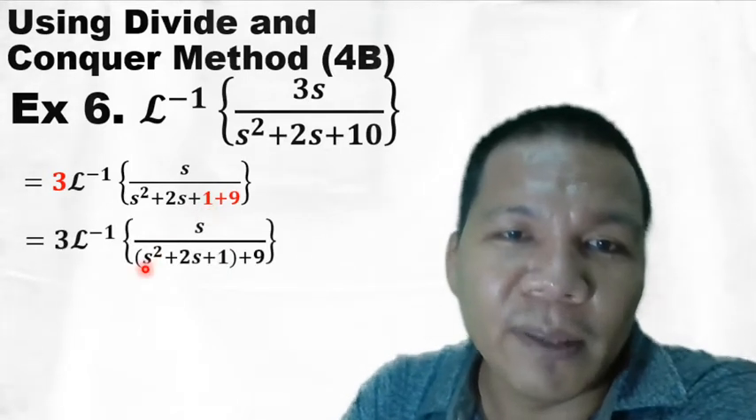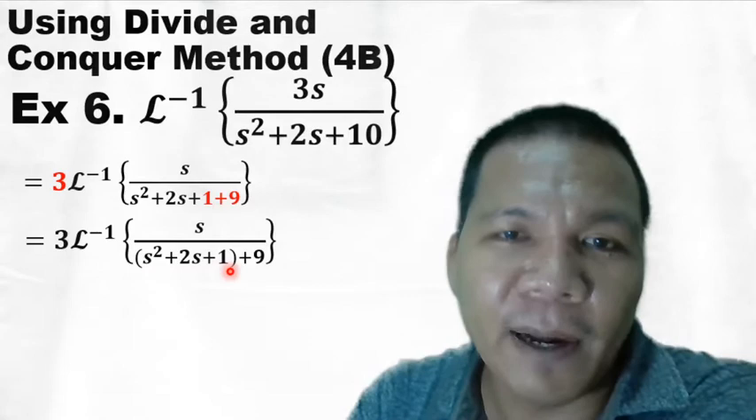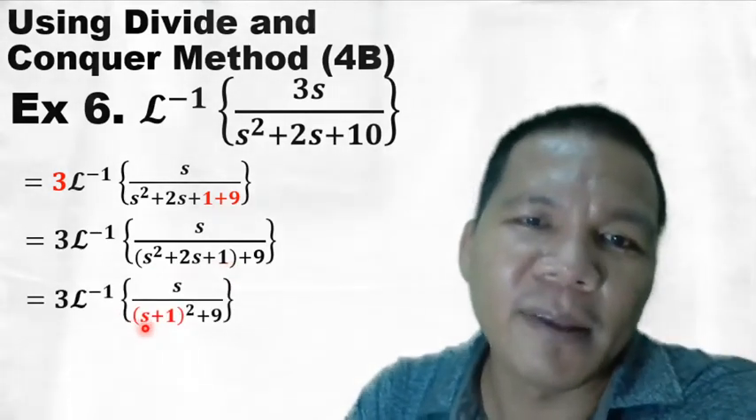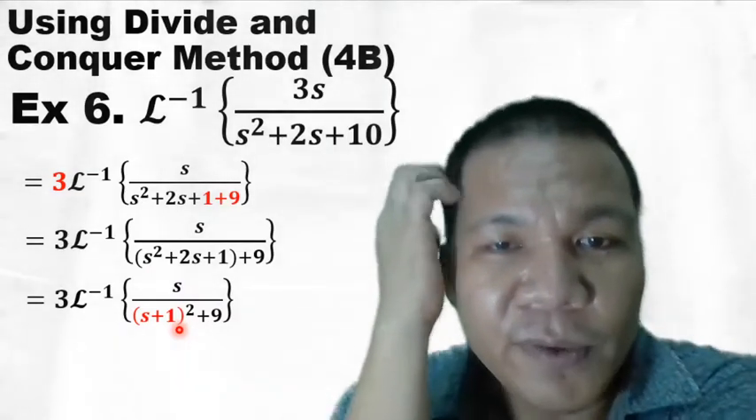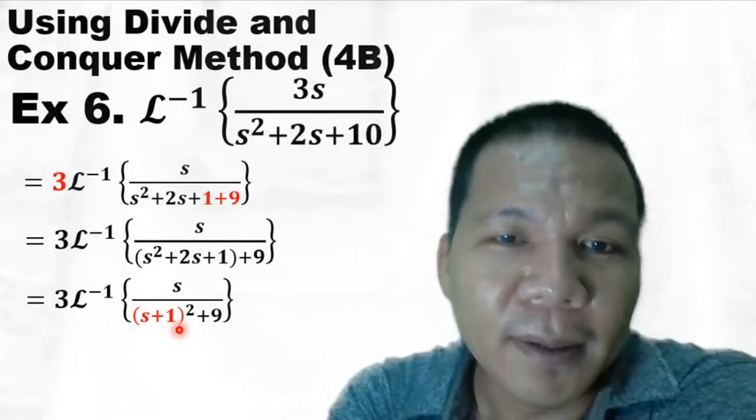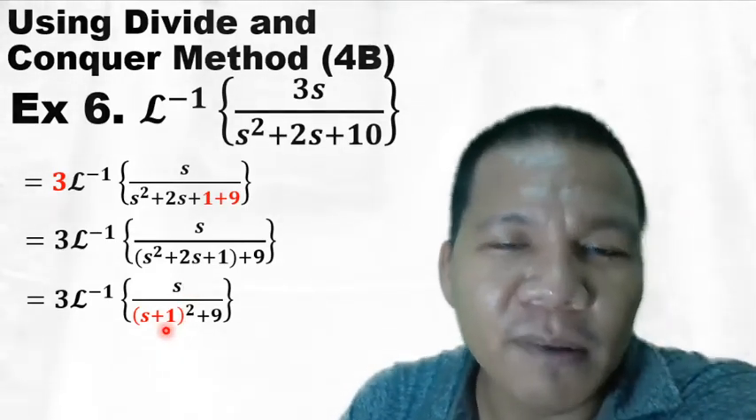So the next thing to do is to group this one, the trinomial, and then factor it out. What's the factor of this trinomial? That is s plus 1 quantity squared. And in your numerator, you have s. In your denominator, you have s plus 1.